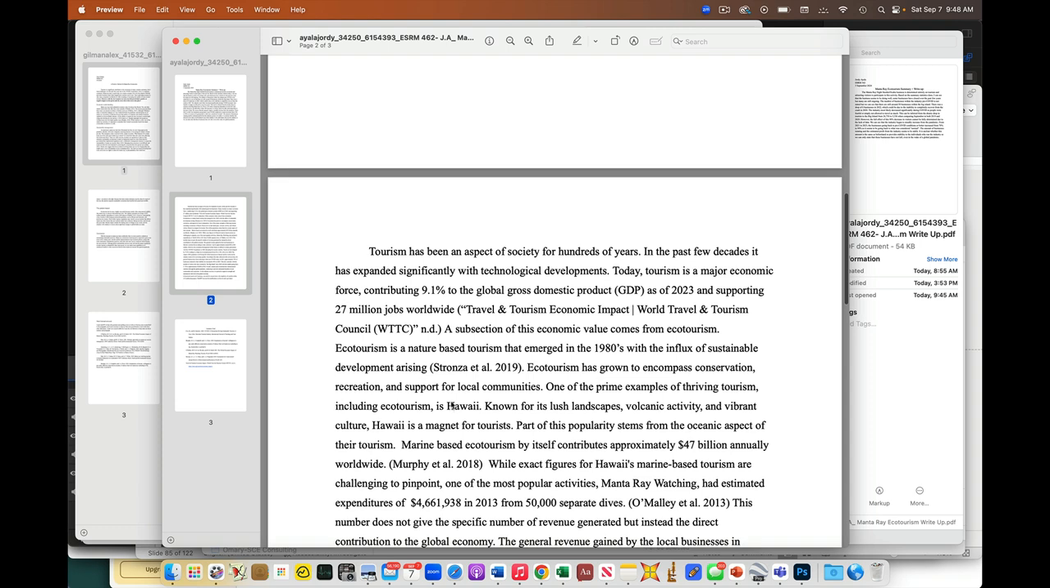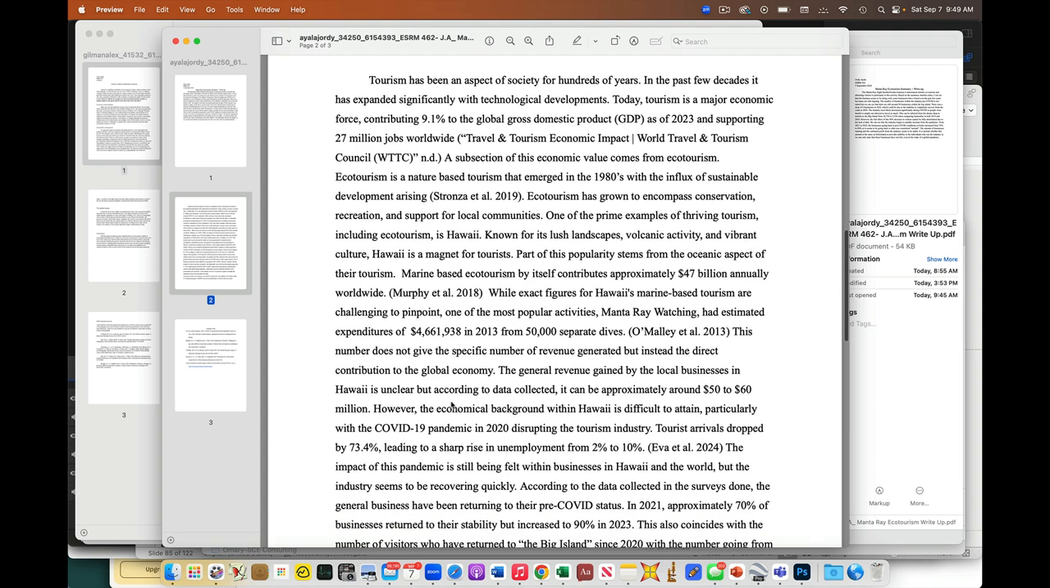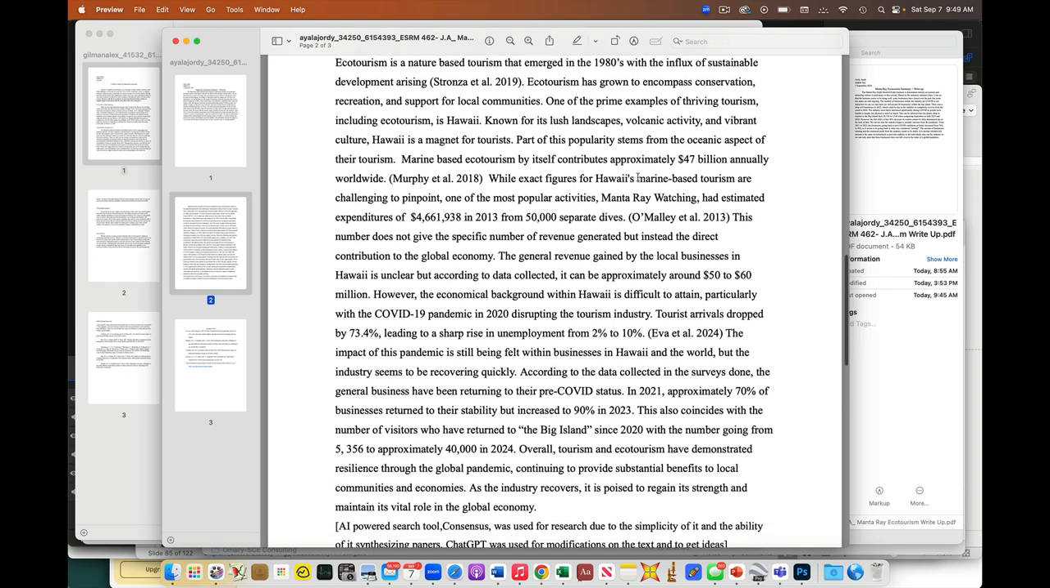Okay, so once we've gone through that, then we can come back and we can look at the more detailed details of the arguments. So in this case, let's take a look at this. So tourism has been an aspect of society for hundreds of years. In the past few decades, it's expanded. So this is good. So this clearly looks to be like a big take on ecotourism broadly writ, right? So nothing in here looks grossly in error, but we only have a page.